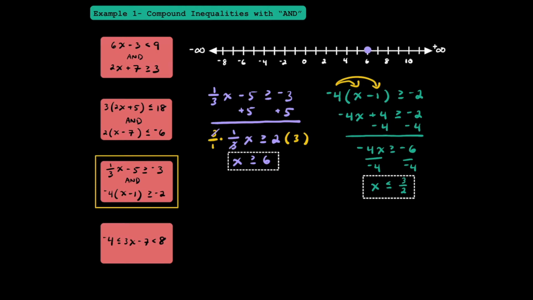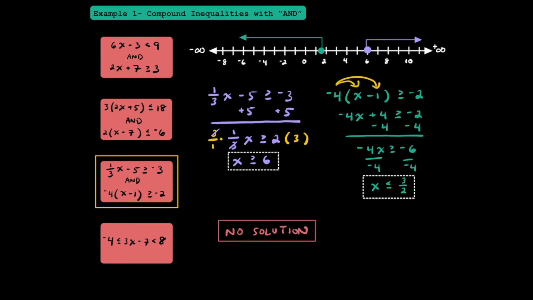Let's start off by putting a closed circle on 6 and drawing an arrow to the right. Then we'll put a closed circle on 3/2 or 1.5 and draw an arrow to the left. While there are infinitely many solutions that'll make this purple inequality true towards positive infinity, and infinitely many solutions that will make this green inequality true towards negative infinity, there are no values of x that are going to make both of these inequalities true. In this case, we're going to say that there is no solution.